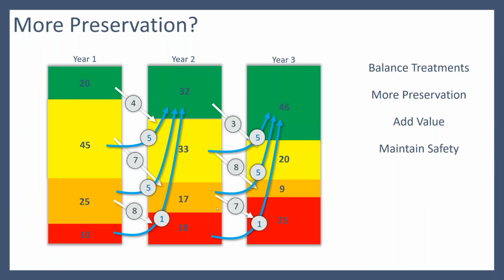So you can see that there are 1,001 ways you can address this, but I think it is very important to point out, no matter which plan of attack you choose, you definitely need to include treatments on some of those better, the yellows and the oranges, not just focusing on the red. So balance the treatment, try to focus on as much preservation as possible, add as much value as possible, and be sure to maintain safety.